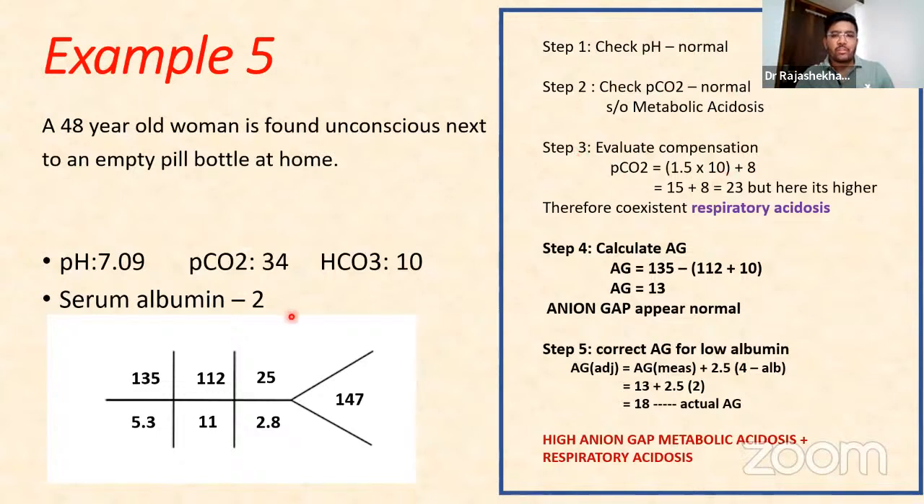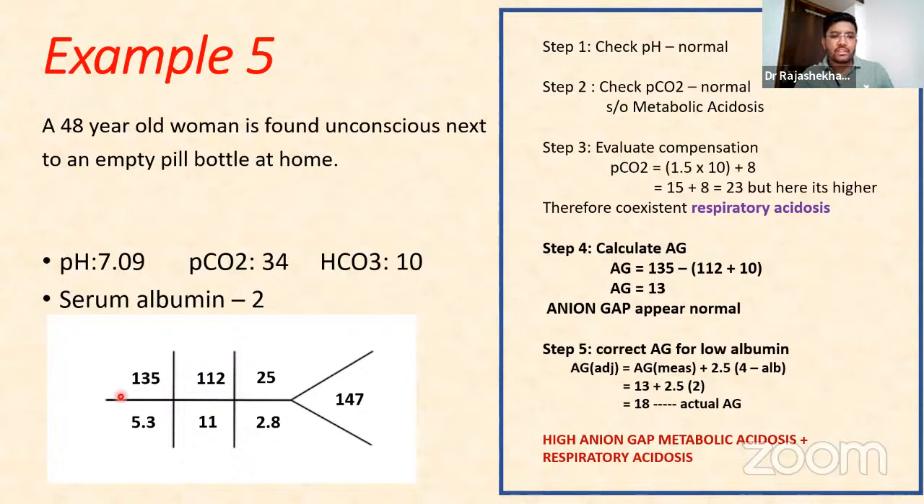So if you evaluate the compensation here, the compensation should be around 23, but it is 34. So compensation is not full. That means the body is retaining CO2. So the patient also has a coexisting respiratory acidosis here. Next, since there is a metabolic acidosis, I want to calculate the anion gap also. So the anion gap is 13 here.